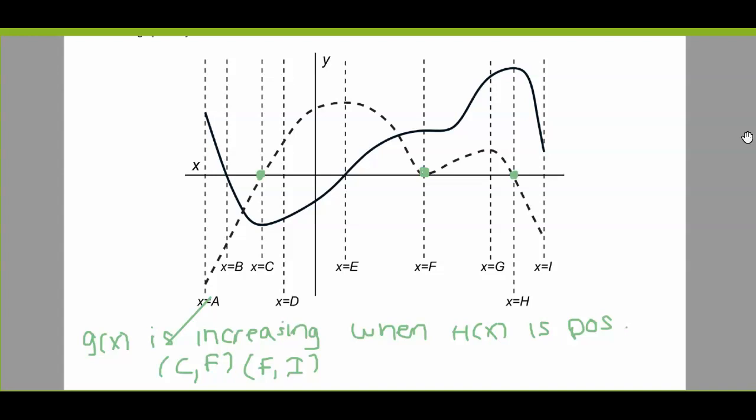And then where is it decreasing? Well, it's decreasing when h of x is negative. So that would be from A to C and H to I. Oops, sorry. This one should have been H, not I. So that was F to H over on the left.